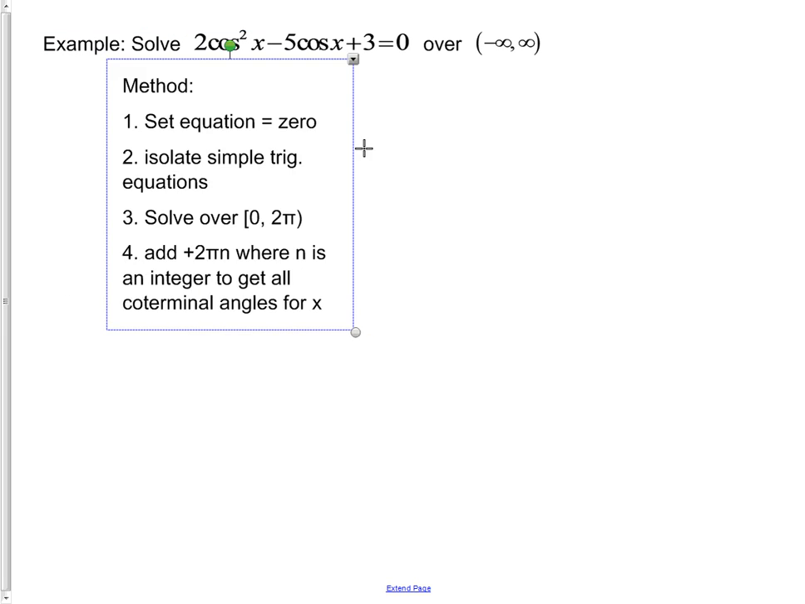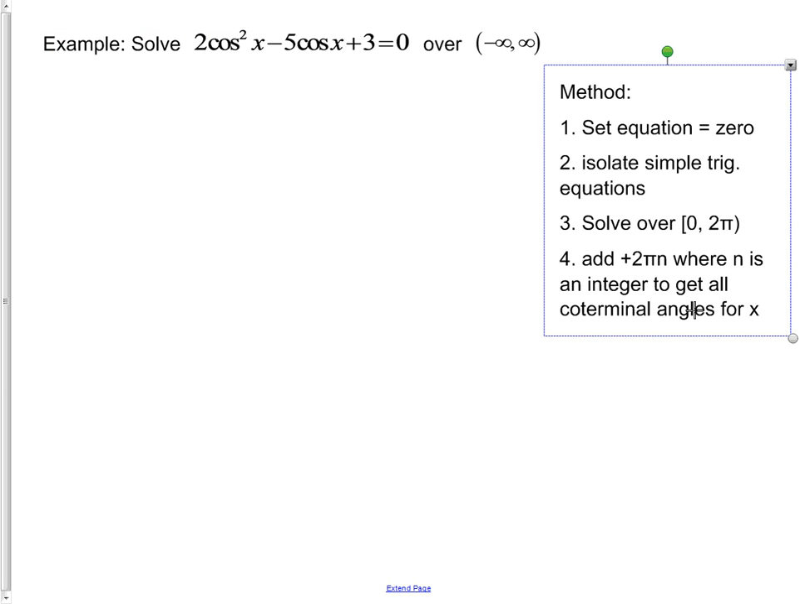Our method basically goes like this. Number 1, we're going to set the equation to 0, which this one already is. We want to isolate any simple trigonometric equations and then solve that equation over the interval from 0 to 2 pi. And then to each of these values, we're going to add 2 pi n, where n is an integer, to get all of the coterminal angles for x that satisfy the equation. So, well, let's work with this one.